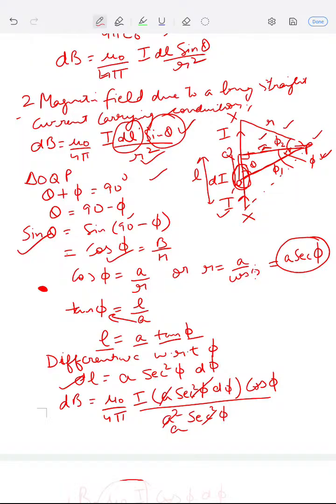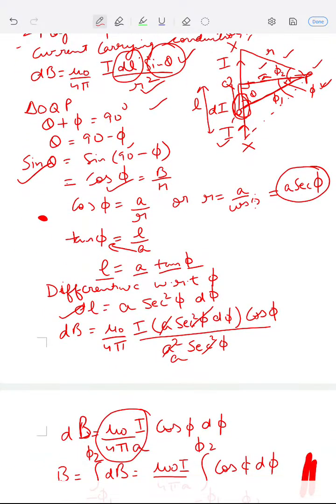So how do we calculate tan phi? That will be perpendicular upon base. The perpendicular is l, base is a, so l is a tan phi. We differentiate l: dl equals a secant square phi d phi. a is a constant term, and the derivative of tan phi is secant square phi, then d phi.